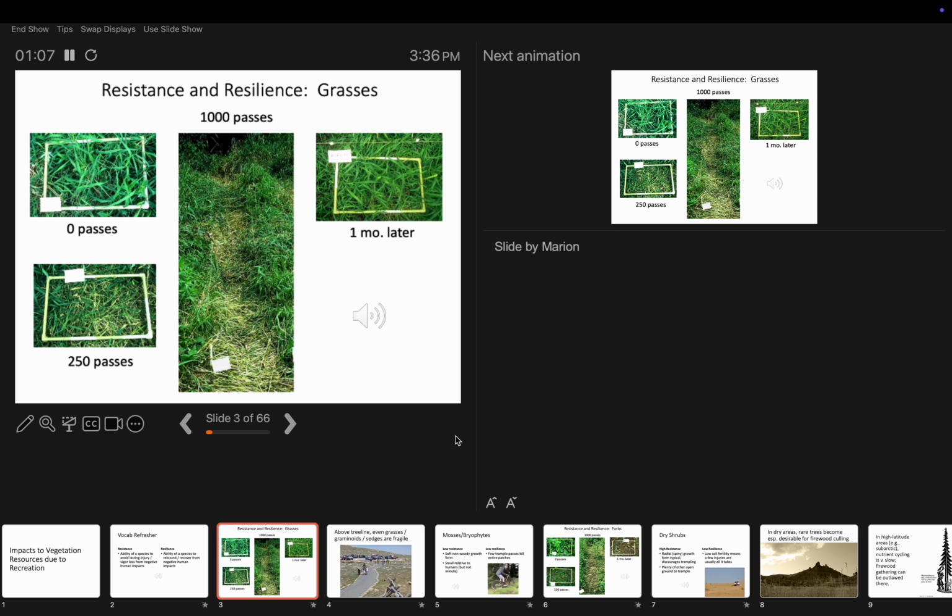So this, 1 month later, after 1,000 passes, this is an illustration or depiction of what resilience looks like, right? A month later, yes, we injured this area, and we created a condition class 1 visitor-created trail through that with 1,000 passes. 1 month later, though, that same season, you don't know. It's, again, ecologically invisible.